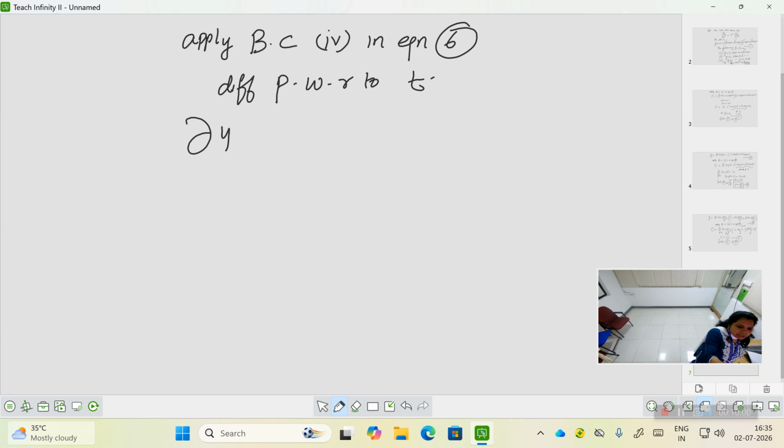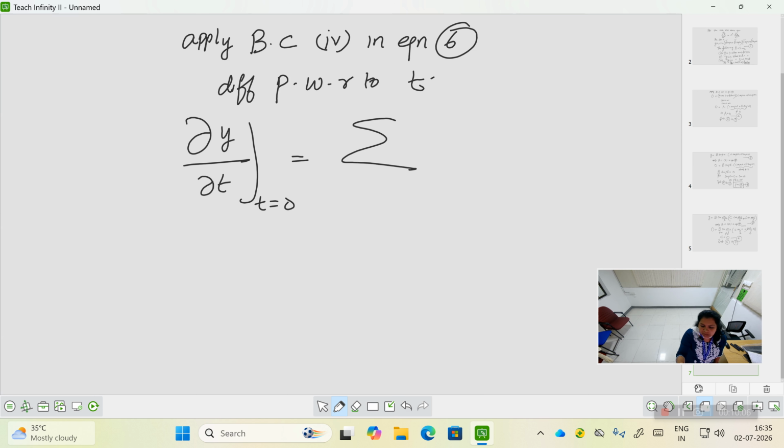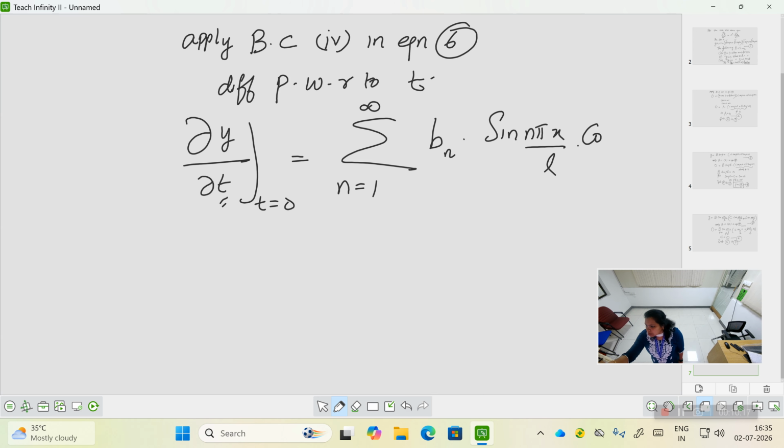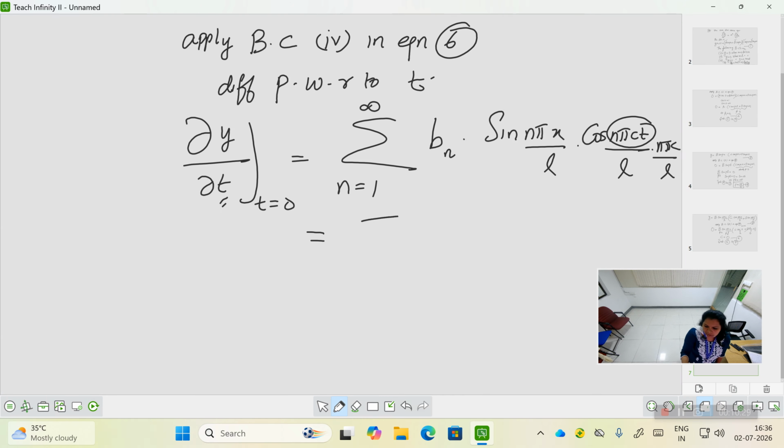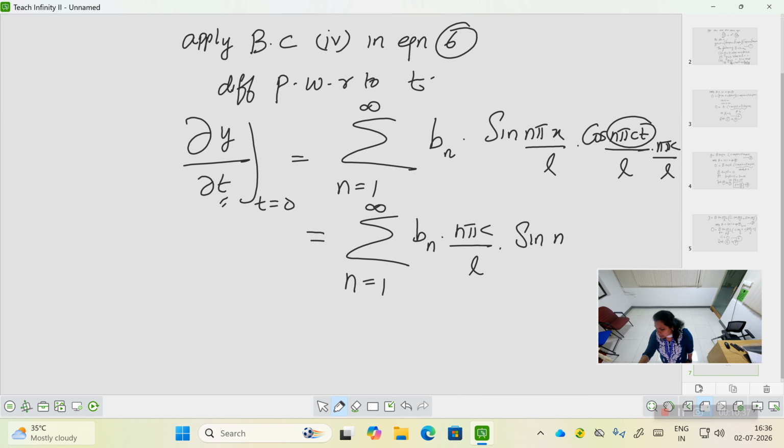So what is dou y by dou t? Because you know the t is also 0 here. So summation n equal to 1 to infinity bn sin n pi x by L. We are going to differentiate with respect to t now. So what is the differentiation of sine here? Cos n pi ct by L into n pi c by L, because we are differentiating with respect to t, so automatically the constant will come there. So from here, group the terms: summation 1 to infinity bn n pi c by L sin n pi x by L. Take it as equation number 7.